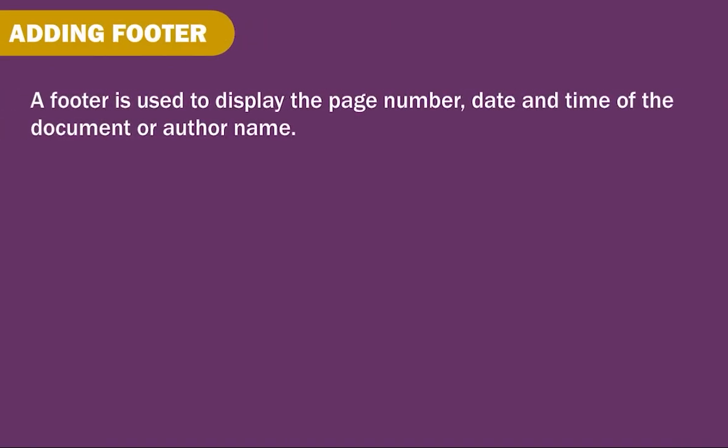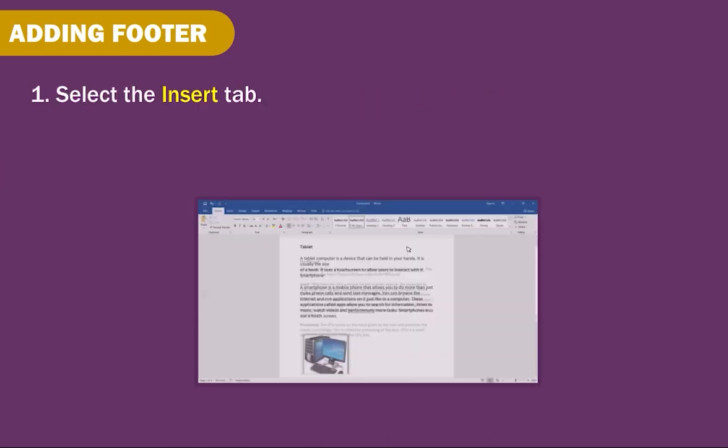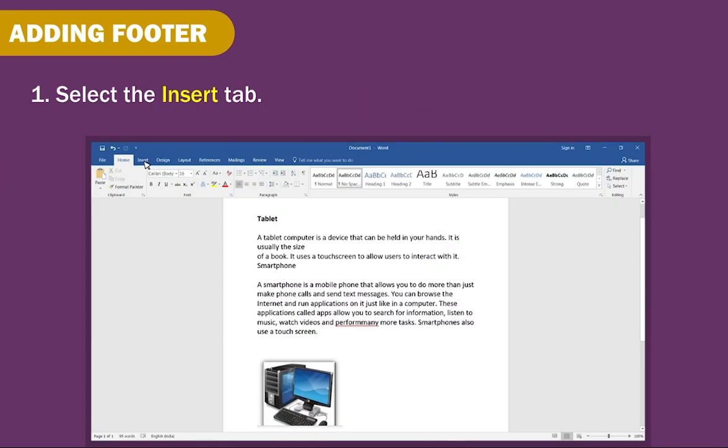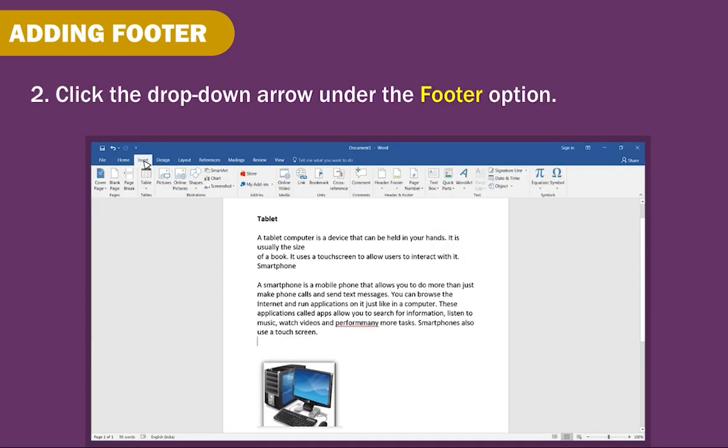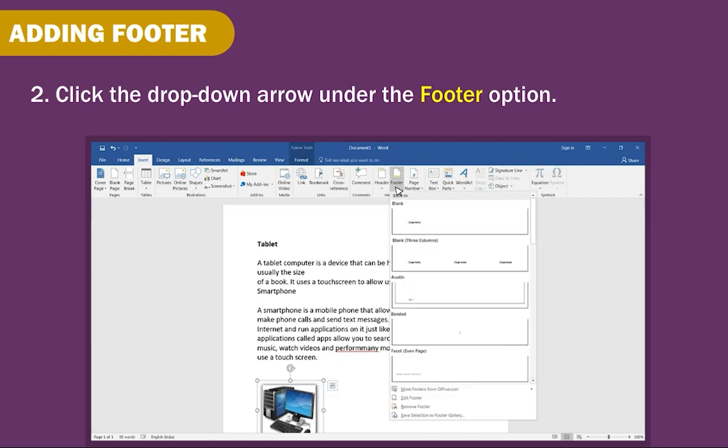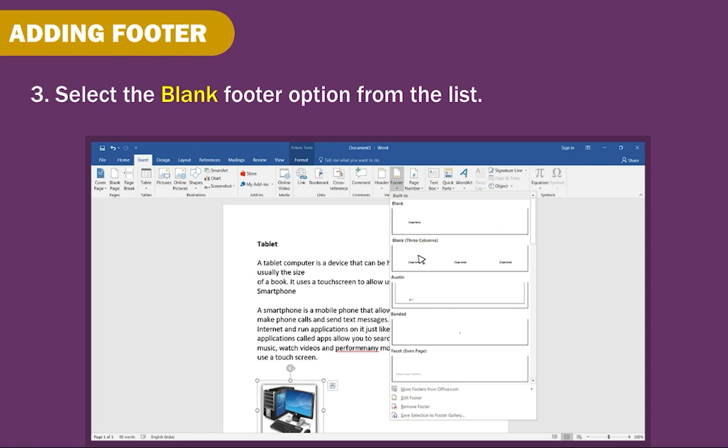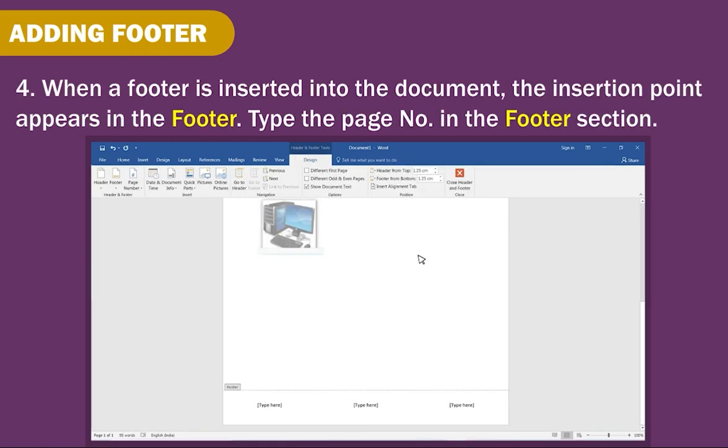Adding footer. A footer is used to display the page number, date and time of the document, or author name. Steps to insert a footer. 1. Select the Insert tab. 2. Click the drop-down arrow under the footer option. 3. Select the blank footer option from the list.